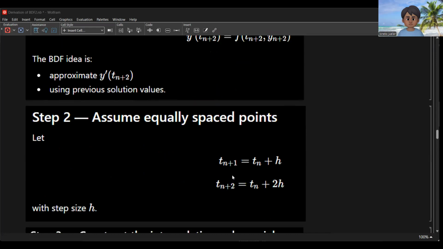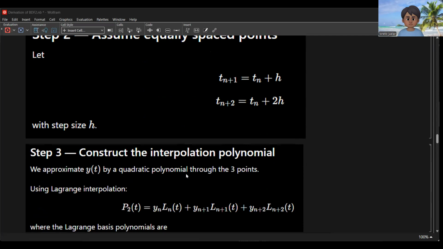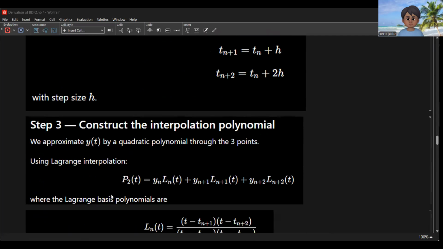Let t sub n plus 1 equal t sub n plus h, and t sub n plus 2 is equal to t sub n plus 2h, with the step size h. So step 3, construct the interpolation polynomial. We approximate y of t by a quadratic polynomial through the 3 points using Lagrange interpolation.